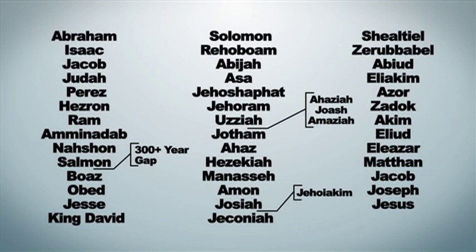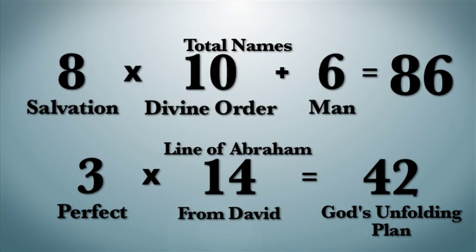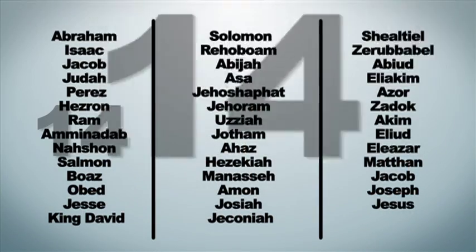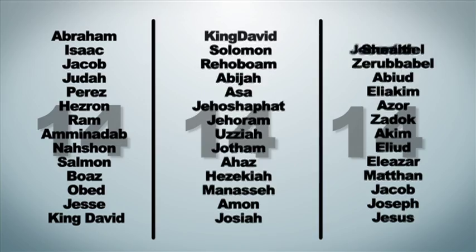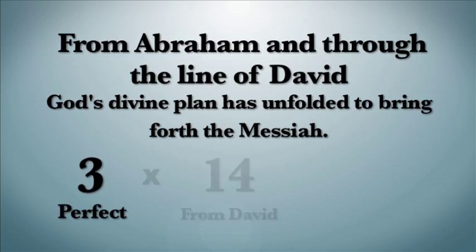So this supposed contradiction can be explained by pointing to the cultural context. Matthew was intentionally reorganizing the data to put a much more important message in his genealogy, namely that from Abraham and through the line of David, God's divine plan is unfolded to bring forth the Messiah.